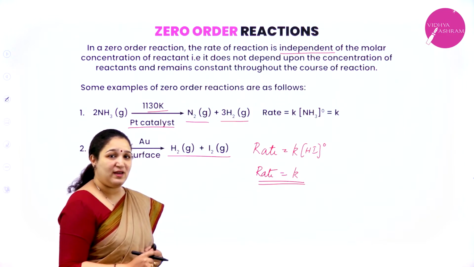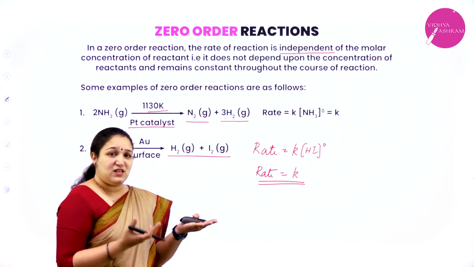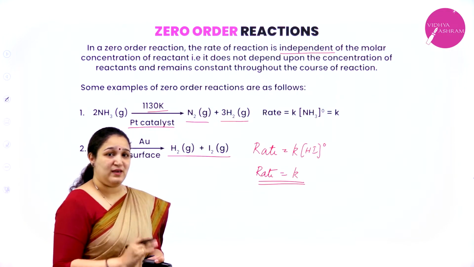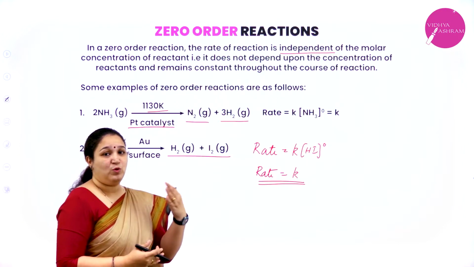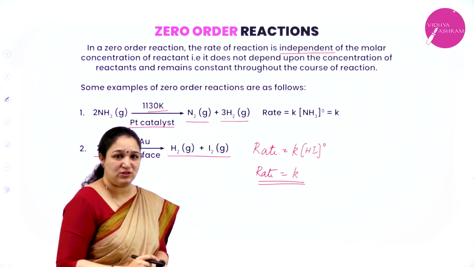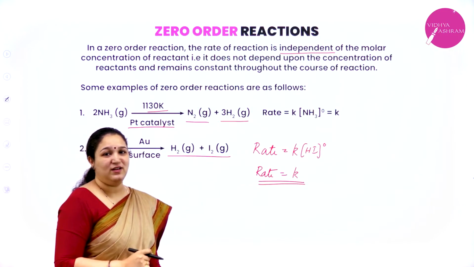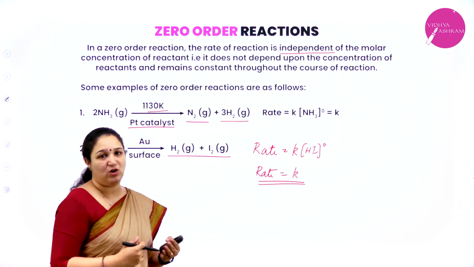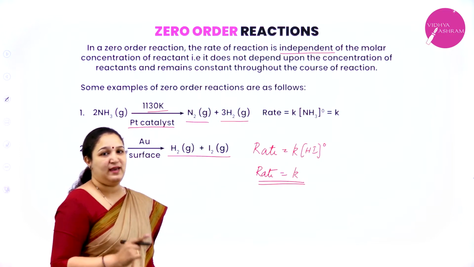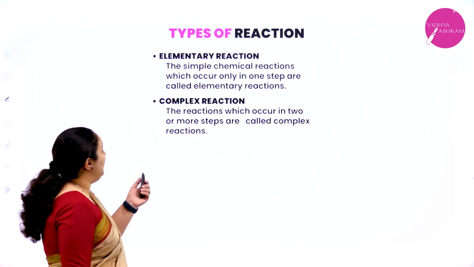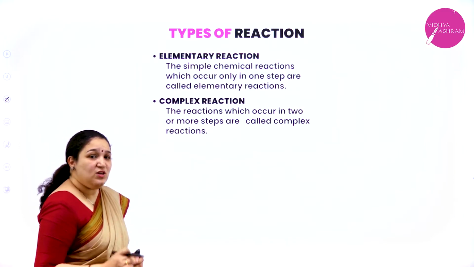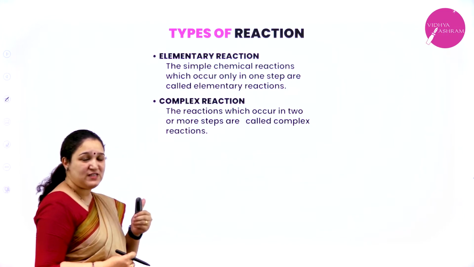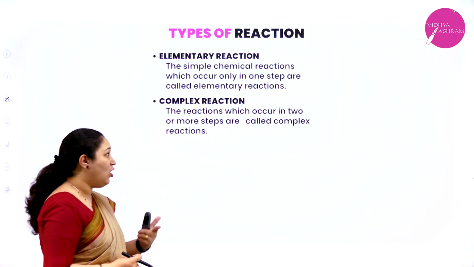What do you mean by second order reaction? If I increase the concentration by 2 times, the rate of the reaction will increase by 4 times. So the rate of the reaction is proportional to the square of the concentration. Then we call it a second order reaction. So it's very important to know the definition of each order of reaction and learn one example. Next we have types of reaction. How many types of reaction are there? They are broadly classified into 2 types. First is elementary reaction, second is complex reaction.